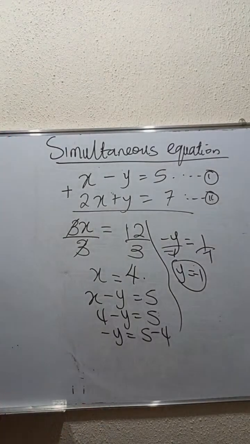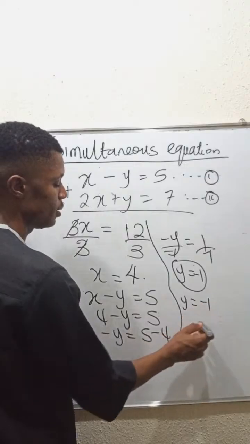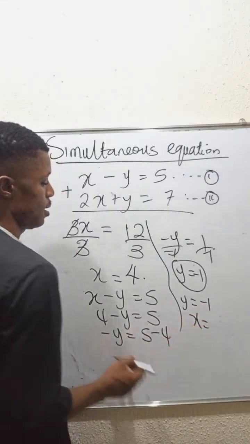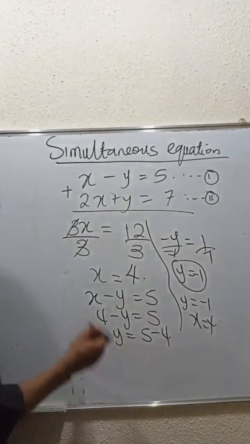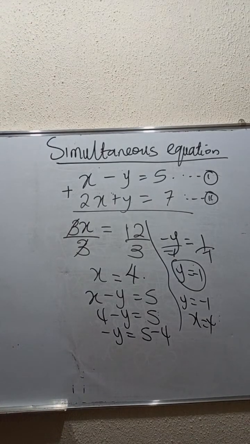So you can now see that y is minus 1 and x is 4 in this equation on the board. So this is very, very easy to do.